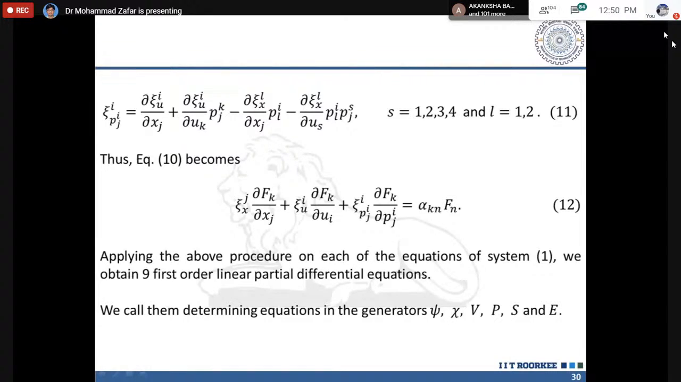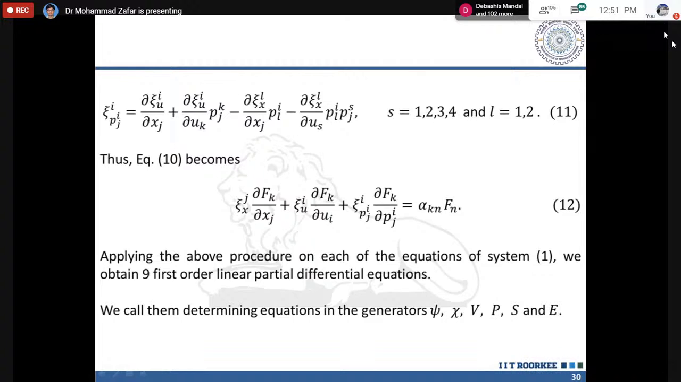Applying the above procedure on each of the equations of system number 1, we obtain 9 first order linear partial differential equations. Because we have 4 equations, we apply each equation Fk, where k takes 1, 2, 3, 4, on equation number 12. So k equal to 1 is the first equation, and similarly k equal to 4 is the fourth equation. In some equations we get fewer and in some we get more, so in total there are 9 equations.